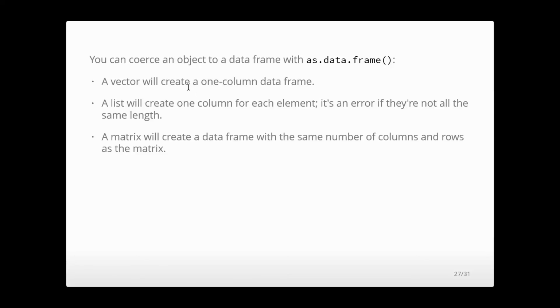You can coerce things into data frames. All right, and these are the things that will happen. If you coerce a vector into a data frame, you'll get a one-column data frame. Okay, and then a list will create one column for each element. If the different elements in your list aren't of the same length, right? So if list item A is a vector of 10 items, and list element B is a vector of 9 items, it's going to error out. Okay, and then a matrix will just turn into a data frame, right?